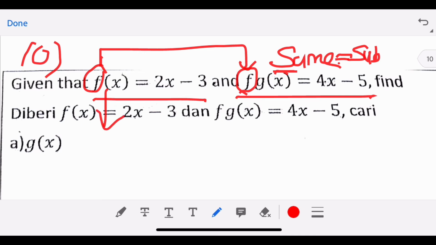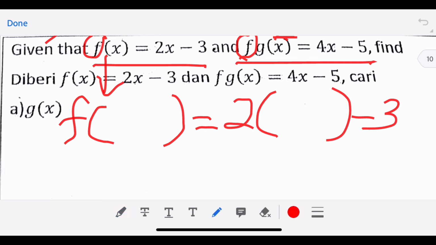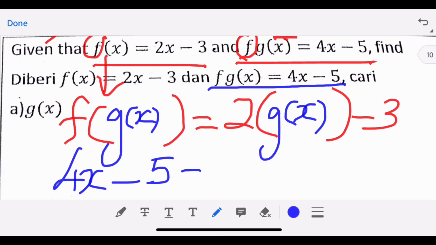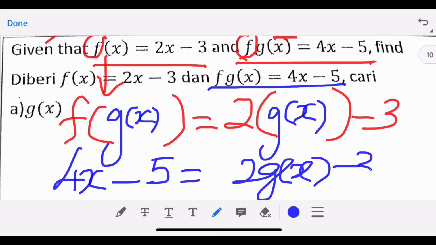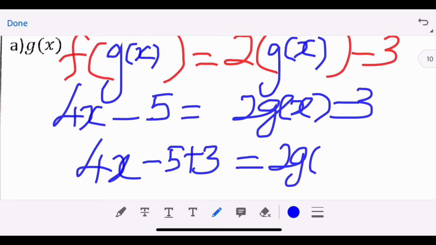So f of something is an object. We just copy down the function exactly, and the moment we see x, we leave it blank for us to fill in. Of course, we will fill in the blanks with g(x) on both sides, because g(x) is not given and we're asked to find it, right? And this one was given, so we can use it. So it's 2g(x) - 3, so it's actually 4x - 5 + 3, which is 4x - 2, right?